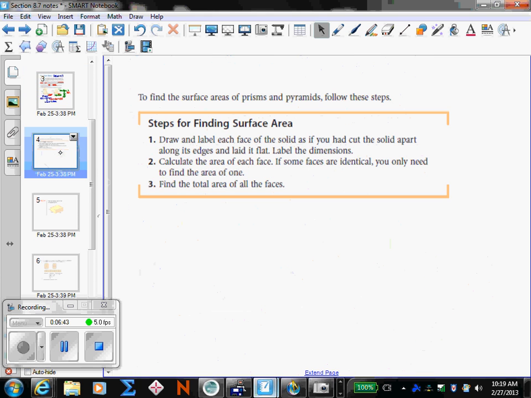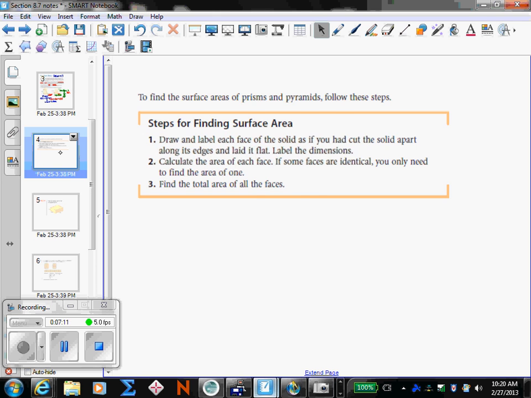So here are the steps. Draw and label each face of the solid as if you cut it apart and then lay it flat, which you now have done with some examples for prisms and pyramids. Calculate the area of each base. If some bases are identical, you only need to find the area of one and then multiply it by how many you have. And then find the total area of all the faces.